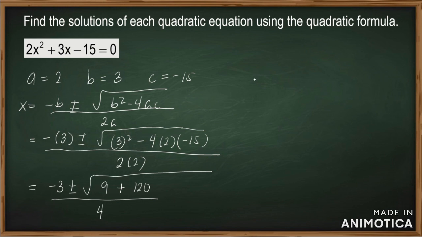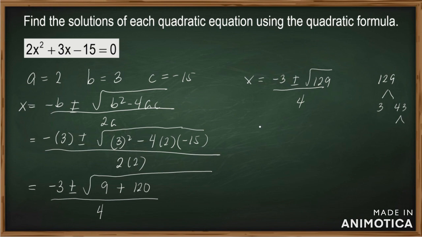Let's continue with this. Then we have now x is equal to negative 3 plus minus the square root of 129 over 4. Can we still simplify the square root of 129? Let's check. Let's do prime factorization and see if there is a perfect square factor of 129. So 129 is obviously divisible by 3. Then 129 divided by 3 is equal to 43. And of course, 43 does not contain a perfect square factor, or it cannot be factored anymore. It's already a prime number.